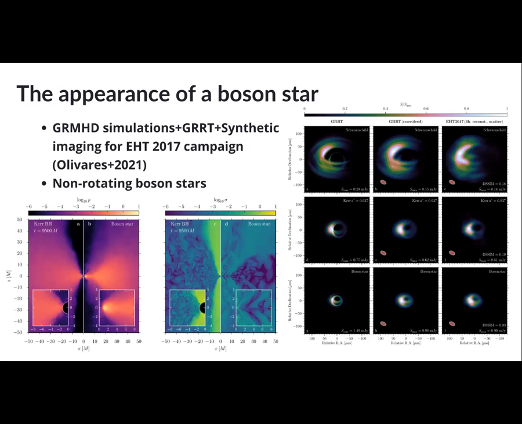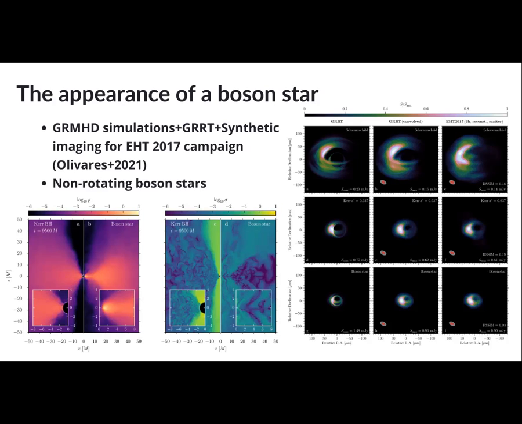Here are snapshots of a GRMHD simulation. Here is the Kerr black hole, and here the boson star. As you can see, the maximum of the density is concentrated away from the origin. This produces an evacuated region, and lensing effects later produce this type of image.